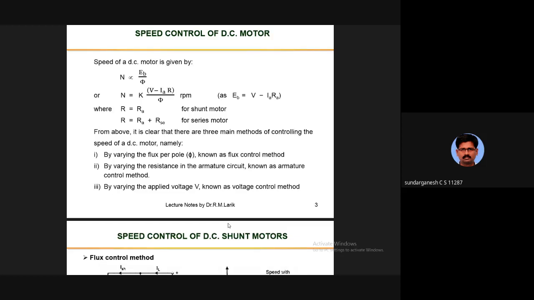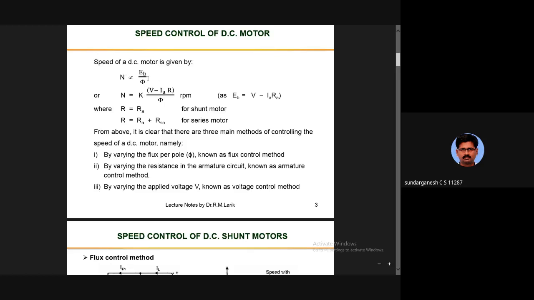So how do we derive this? We have already derived Eg equal to phi Zn by 60 into P by A. Instead of Eg, I am putting Eb, and I am removing all the constants. So Eb is proportional to phi n. I am moving the phi to the other side, so n is proportional to Eb by phi. That is the equation given here.